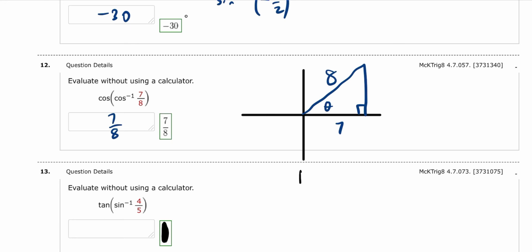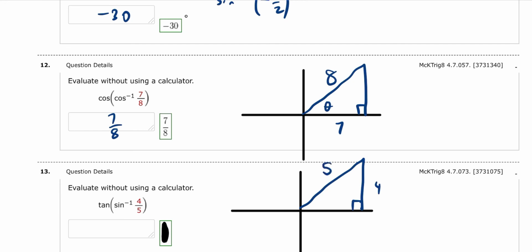This one, same idea. Draw a triangle in quadrant 1. So that's opposite over hypotenuse. In this case, you would need to find the missing leg because they're asking for tangent, which is opposite over adjacent. If you do the Pythagorean theorem, it's a 3, 4, 5 triangle. And so the tangent of the angle, I'm calling it theta again, would be opposite over adjacent, 4/3.